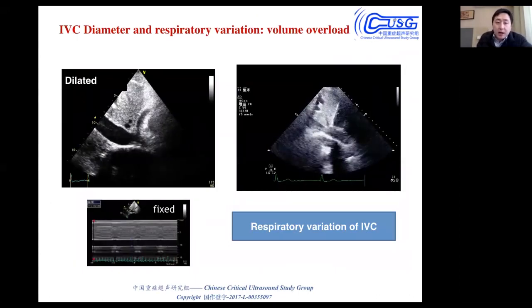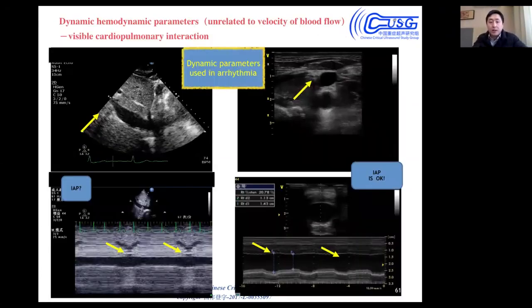And the dilated IVC or enlarged fixed IVC often means that the patient is under fluid overload of the right heart or fluid overload of the whole heart. So when we face a fixed IVC, we should go to the right heart assessment to know if the patient has fluid overload of the right heart or fluid overload of the whole heart.